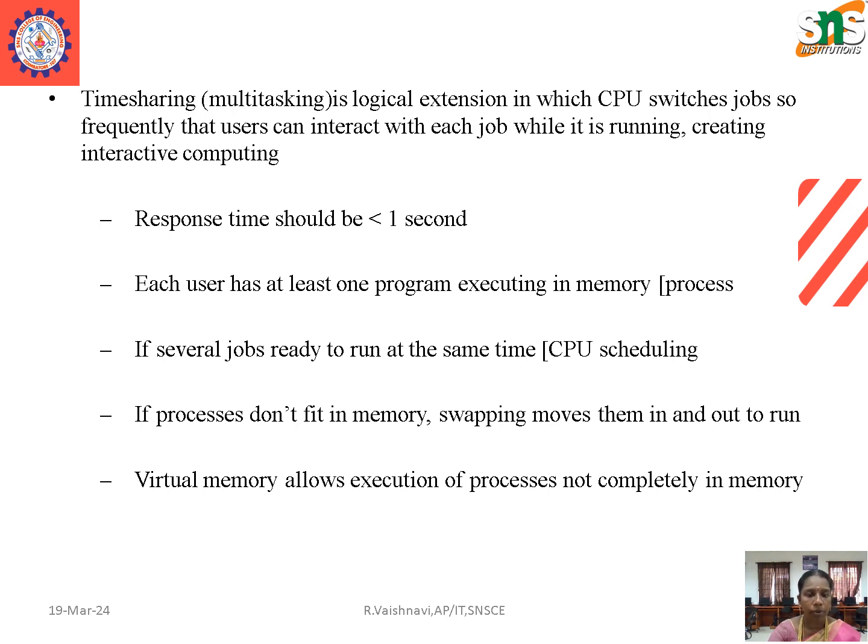Here we have five points for this multitasking. First one is response time. Response time should be less than 1 second. Next one, each user has at least one program executing in memory, that is a process. At least one process is ready for execution. Next one, if several jobs are ready to run at the same time, that is CPU scheduling. Next one, if processes don't fit in memory, swapping moves them in and out to run. Fifth one is virtual memory, which allows the execution of a process not completely in memory.